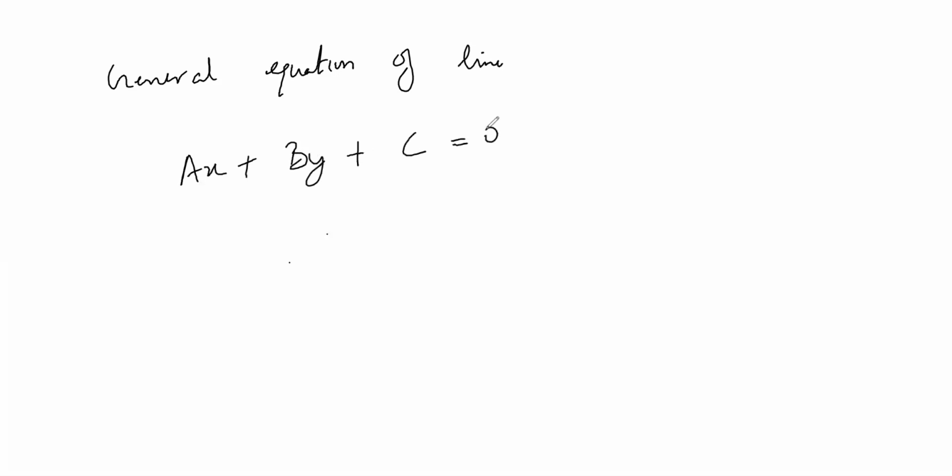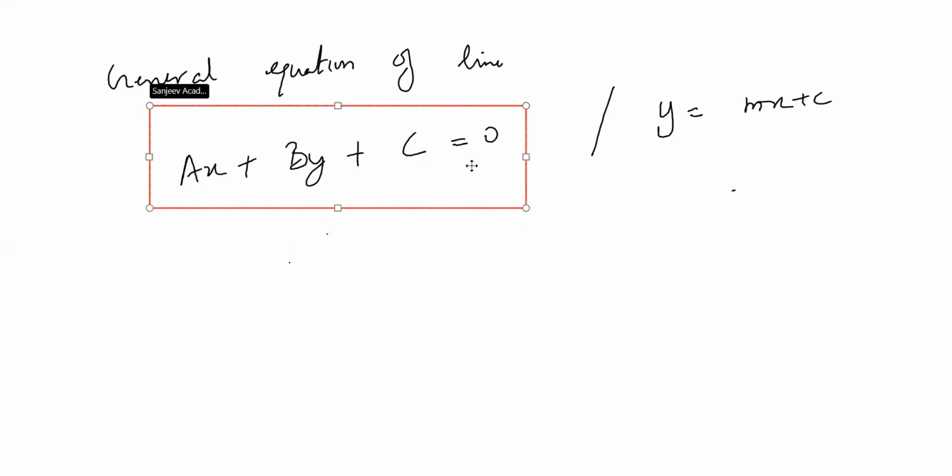The general equation of a line. So it is nothing but ax plus by plus c is equal to 0. Or one more equation is y is equal to mx plus c. But currently our focus is on this particular equation, ax plus by plus c is equal to 0. Okay. And first we are going to learn about slope intercept form.